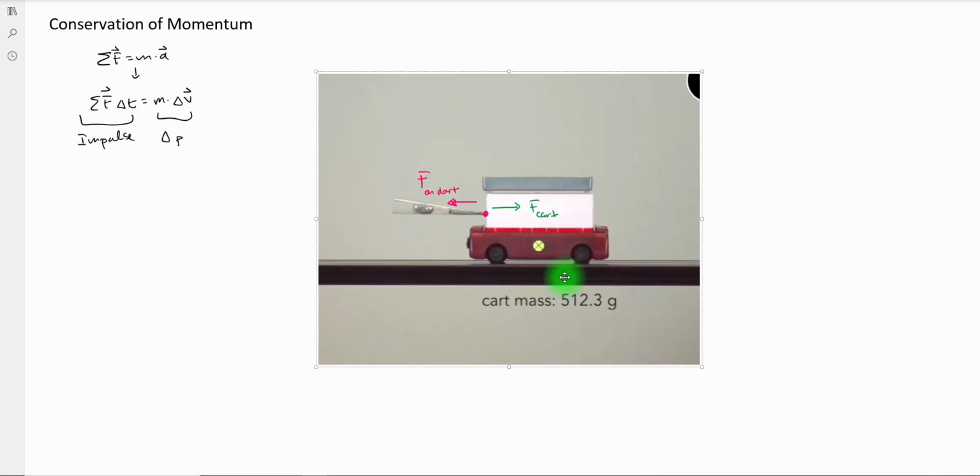If we were to piece together what's going on here, the amount of time, sorry, that color marker is just not going to work. The amount of time that the force is acting on the dart is going to be equal to the amount of time that the cart is having a force act on it. At some point, they stop moving. There's no more friction force, and the accelerations cease. But for that time, which is equal for both, they're both going to experience equal and opposite forces, which means they're going to experience equal and opposite impulses as well.